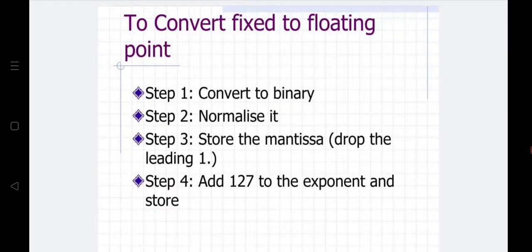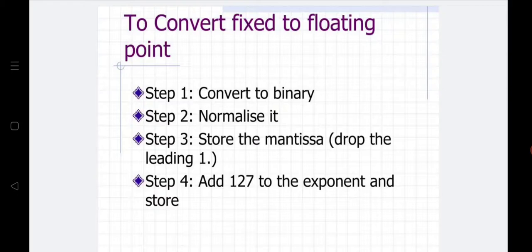Once I have converted it into a binary number, I need to do the normalization. Step number 2 is your normalization. What do you mean by normalization? Just now I told you, the binary point I need to shift either towards the right side or the left side, ensuring that my integer part has only a single one, 1 point something. The value should be in such a way. That is nothing but your normalization.